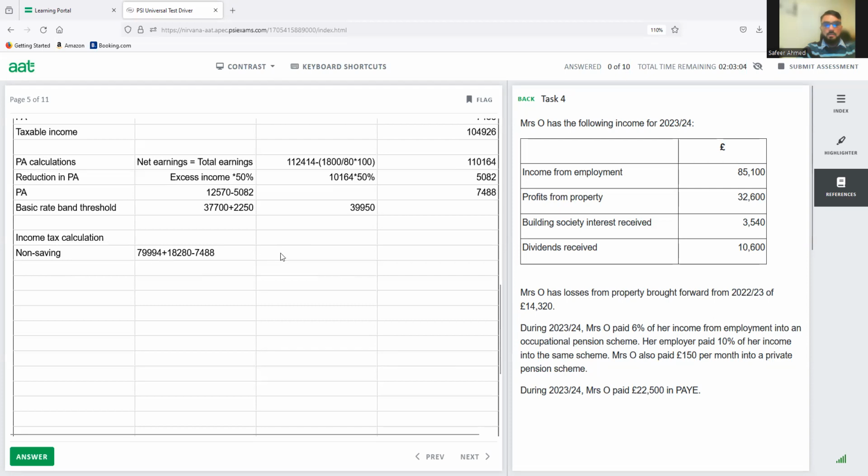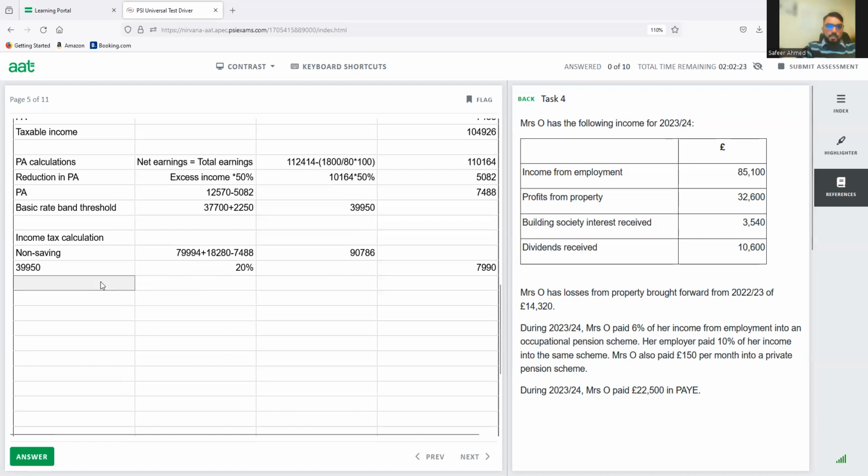So the non-saving taxable income here is how much? 79,994 plus 18,280 minus 7488, which gives you 9786. Out of this amount, we know that 39,950 will be taxed at 20%. So I can write that amount there, which is 39,950 times 20%, which gives you 7,990.